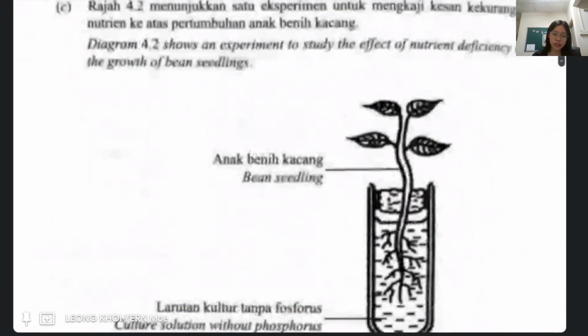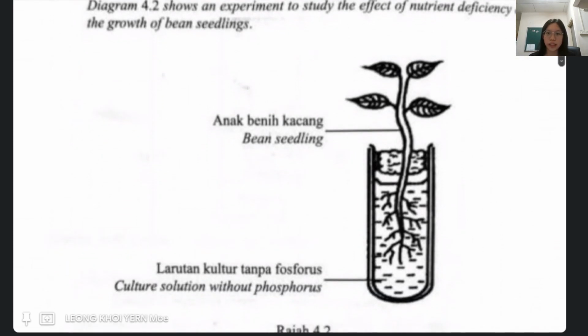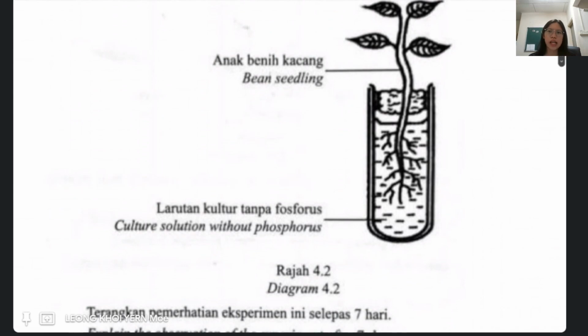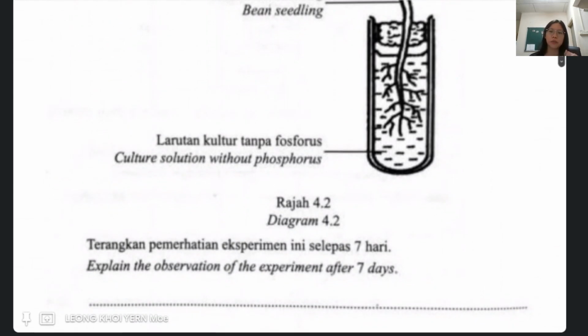So let's take a look at this question. They are studying the effect of nutrient deficiency on growth of bean seedling. So this one doesn't have phosphorus. And explain the observation of the experiment after 7 days. I know this topic is where students struggle, because it's basically memorizing all the way. Nitrogen, phosphorus, potassium, so many things to memorize, right?